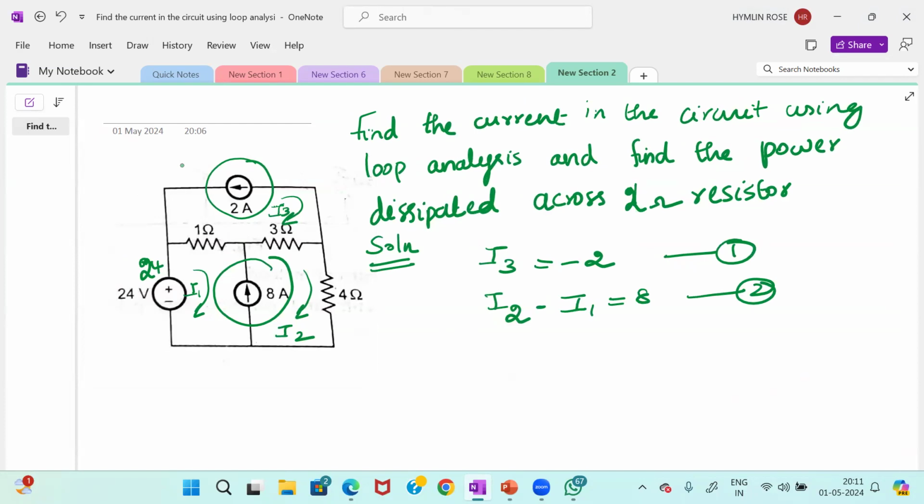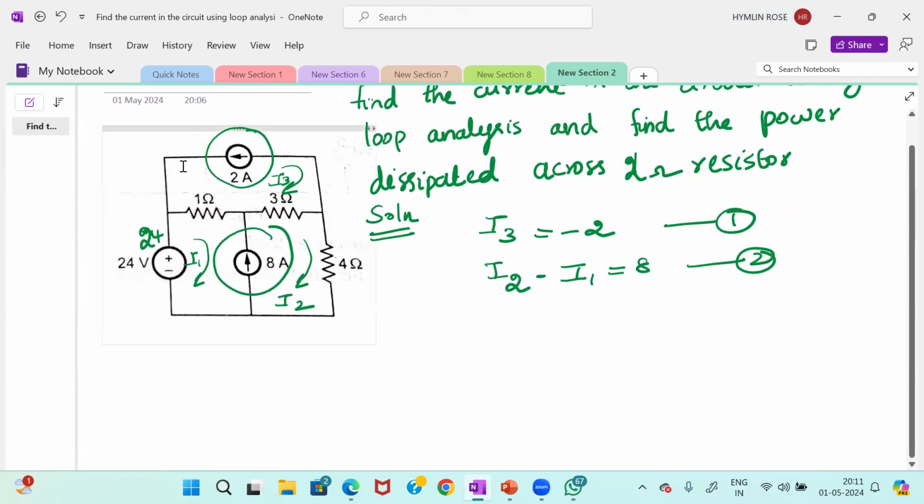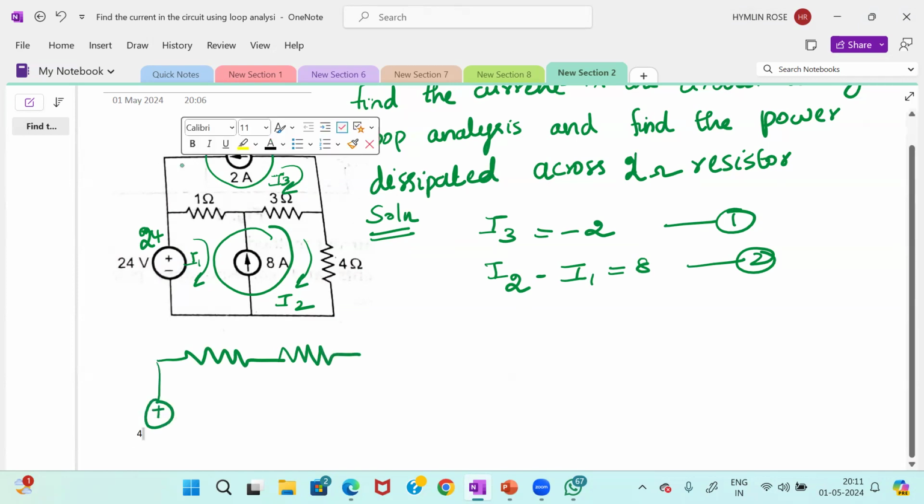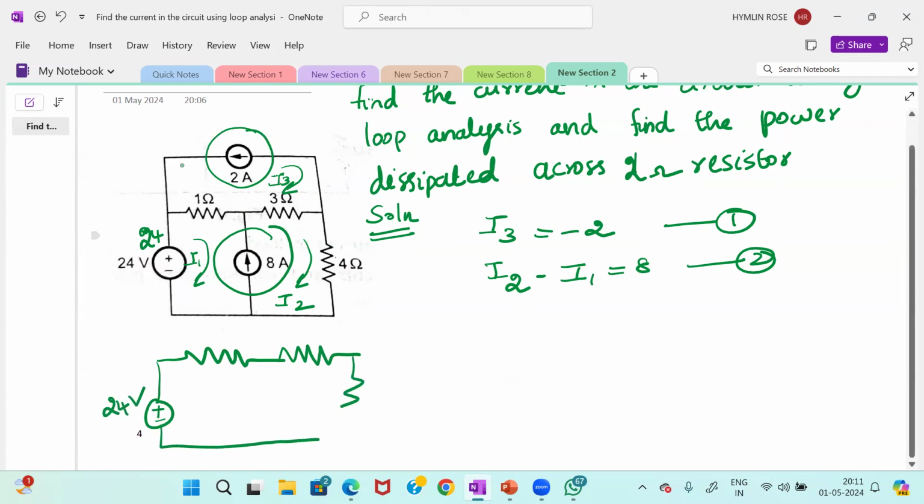Next, you have to apply KVL by open circuiting. That means you are going to consider the 8 ampere and the 2 ampere sources to be open circuited. So you will be having 1 ohm, 3 ohm, and this is open circuited. So plus or minus 24 volt here. This 4 ohm, here it is I2 for these two. This is open circuited, and here it is I1. And this is again open circuited. The current flowing through this is in this direction I3. This is 1 ohm and this is 3 ohm.